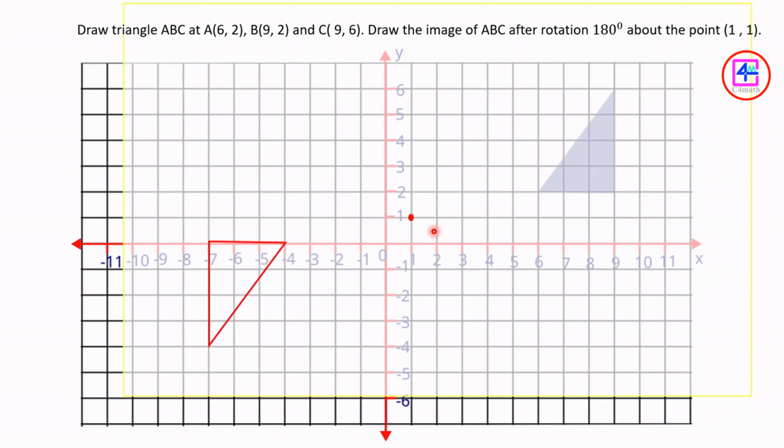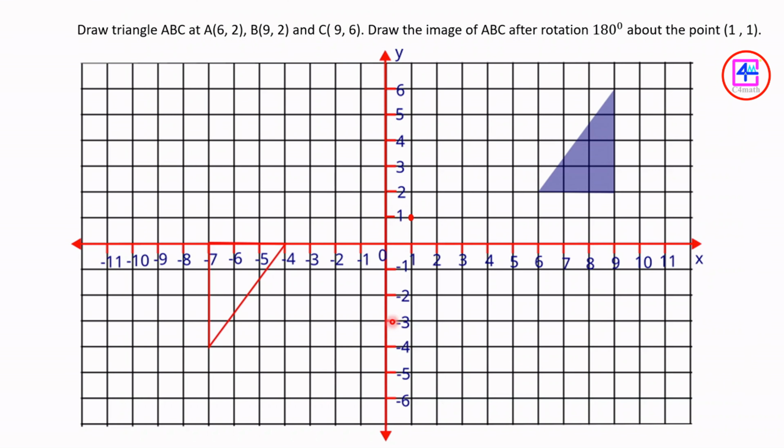Then draw this triangle on the grid. This is the final triangle. Thank you.